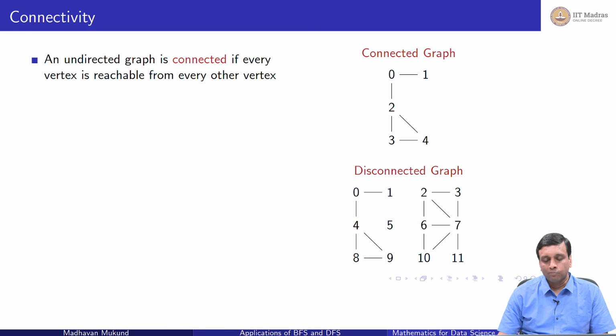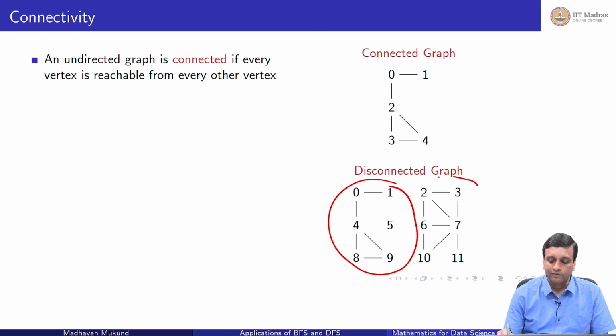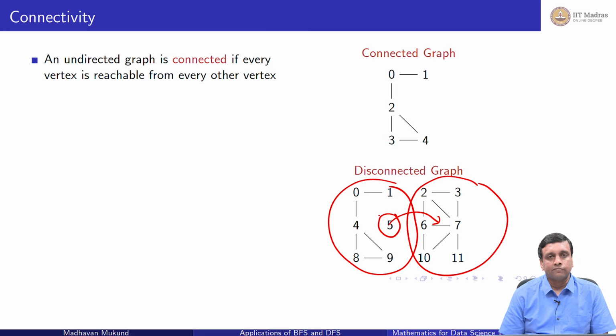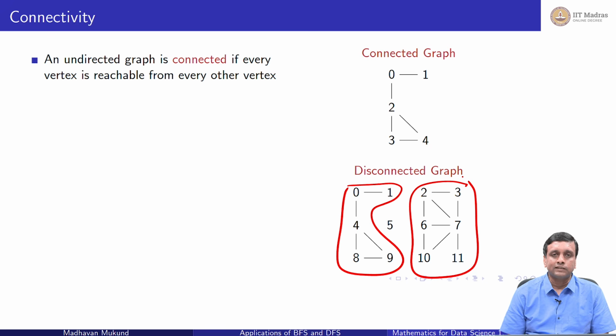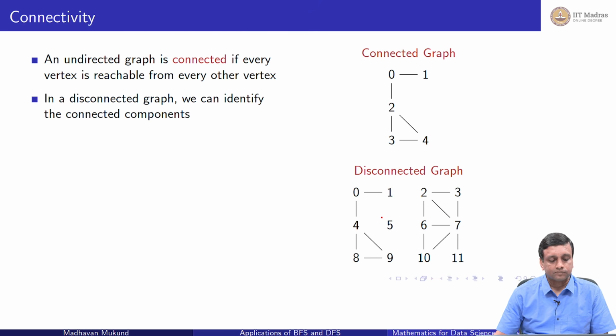But if you look at the bottom, you have clearly two disconnected components. You have this left hand side component and you have this right hand side component, and there is no way you can go from here to there. And in fact, 5 on its own is also isolated from everything else. So technically you have this component, where everything here is reachable from itself, and this component, where everything inside is reachable from within that component. And finally, we have this component which consists of just one vertex.